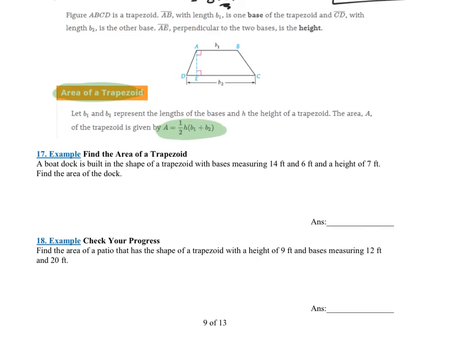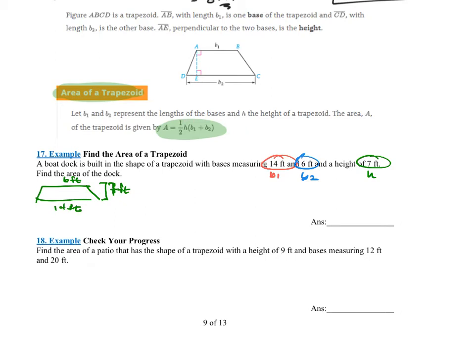Okay, number 17, it says a boat dock was built in the shape of a trapezoid. So I'm going to draw a trapezoid here with bases measuring 14 feet and 6 feet. And then we have the height of it being 7 feet. Okay, so let me do this. We have 14 feet, I'll call B1. 6 feet, I'll call B2. And then 7 feet, I'm going to call H.